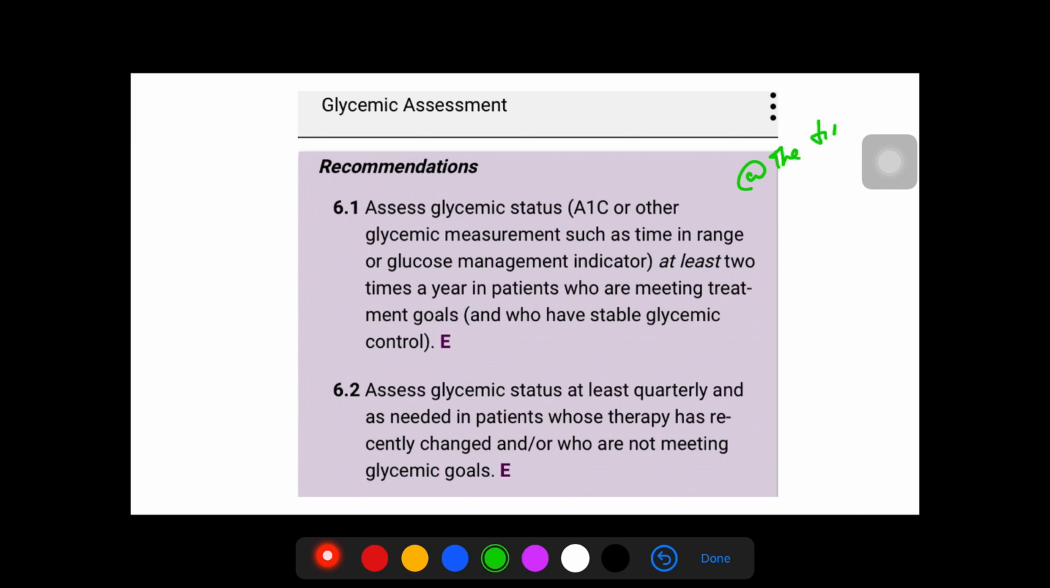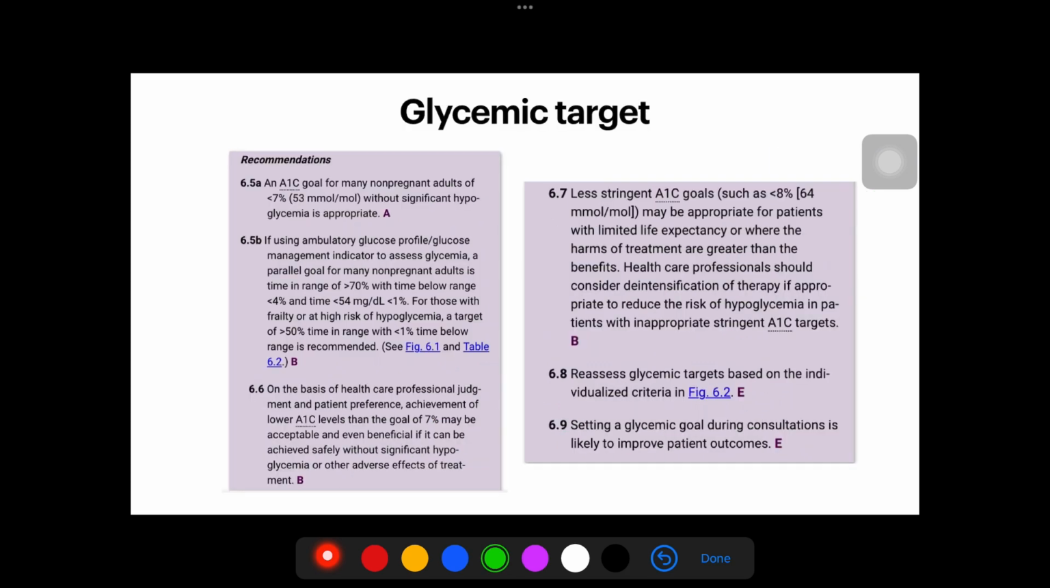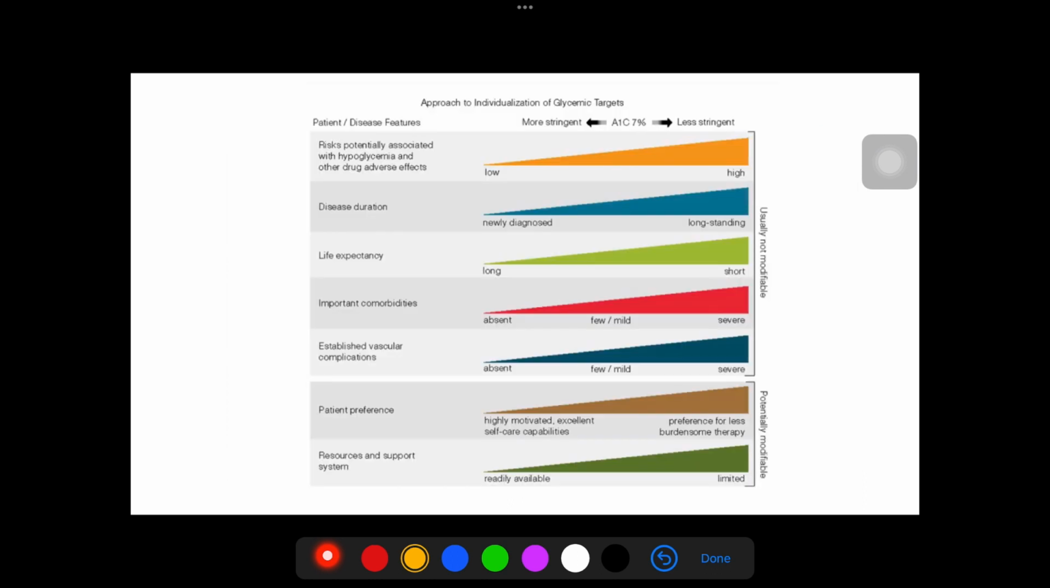Coming to recommendations, when to do this HbA1c. One, at the time of diagnosis. Second, at least 2 times in a year in patients who are meeting treatment goals and who have stable glycemic control. Also, at least quarterly and as needed in patients whose therapy has been recently changed and who are not meeting glycemic goals. Coming to glycemic targets, in a non-pregnant adult, try to keep HbA1c at less than 7%.